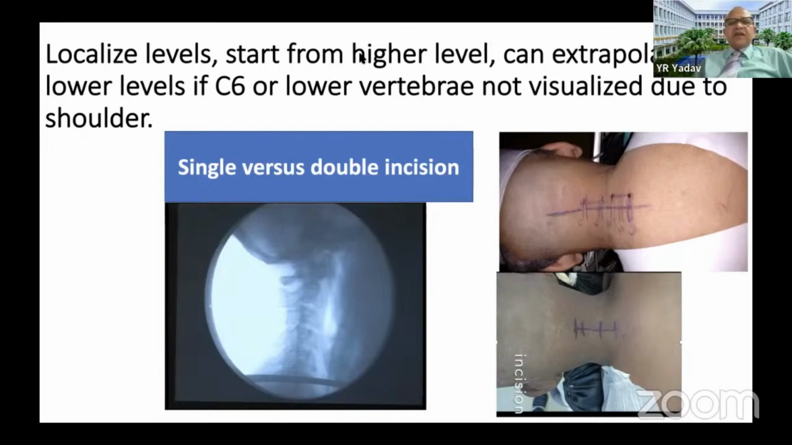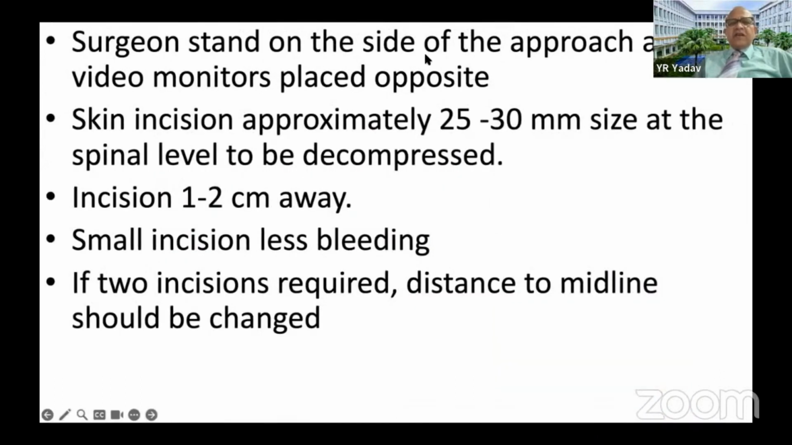The surgeon stands on the side of the approach, and it is usually the left side for a right-handed person, because you have to decompress bilaterally. Unless there is asymmetrical compression, then you come from the side which has larger compression. Otherwise, for a right-handed person, because the patient is prone, I usually take the left side approach. It is easy for the surgeon. The monitors are placed on the opposite side.